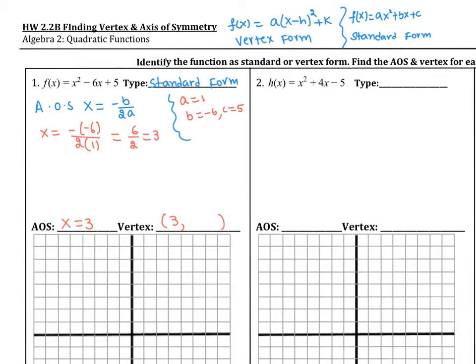So you're going to use this x value and plug it in for x here so that you can find the y value. So 3 squared minus 6 times 3 plus 5, and that's going to be 9 minus 18 plus 5. Negative 9 plus 5 is negative 4. So (3, negative 4) is the vertex of this function.